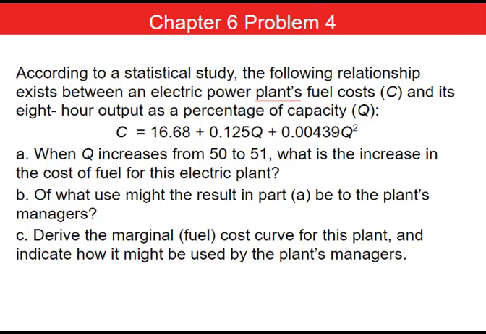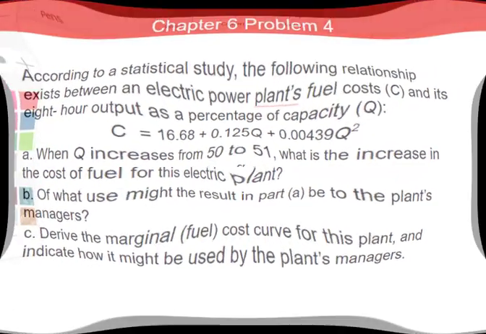So for question A, when Q increases from 50 to 51, what is the increase in the cost of fuel for this electric plant? Question B and question C are similar to each other. Question B, of what use might the result in part A be to the plant's managers? Question C, derive the marginal fuel cost curve for this plant and indicate how it might be used by the plant's managers.